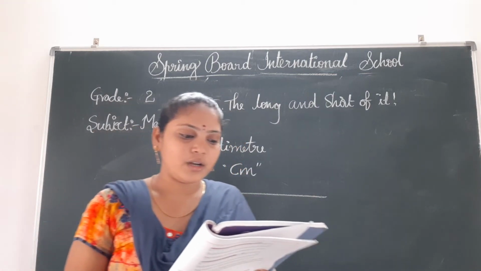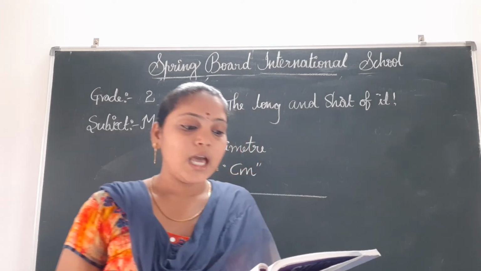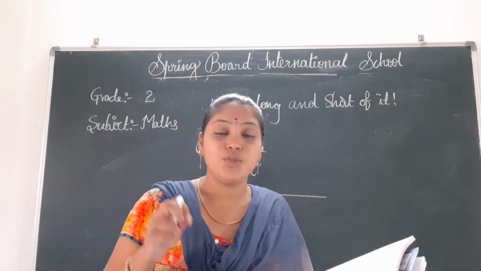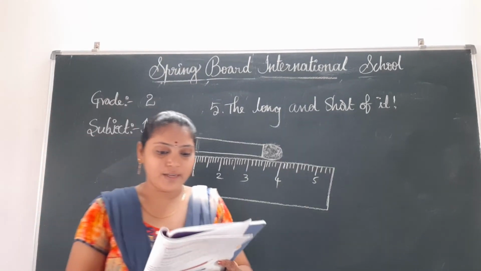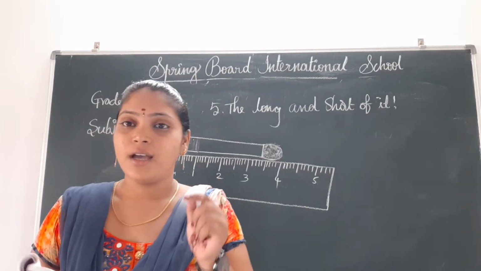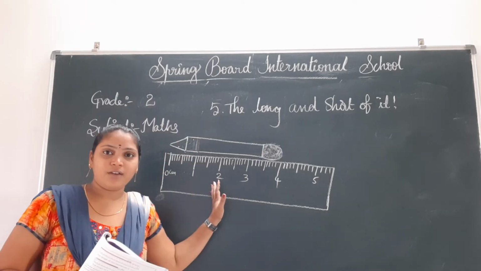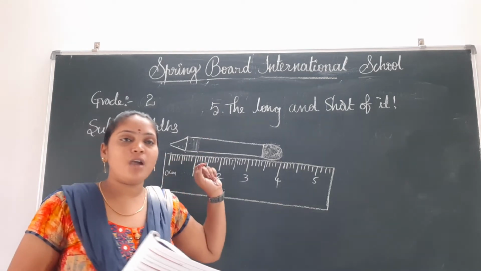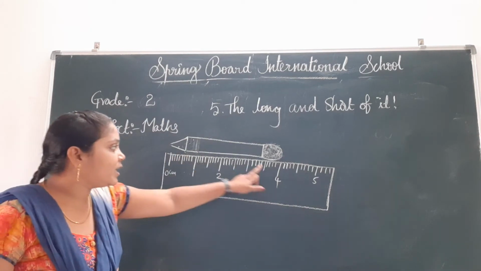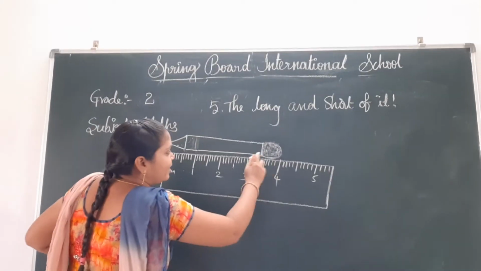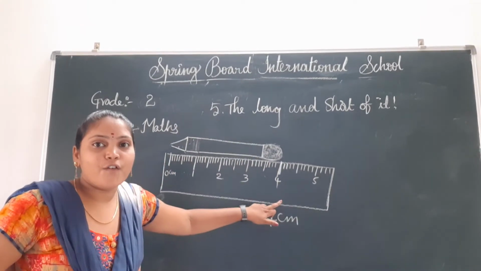Next, observe how a ruler is used to measure the length of an object. Children, here is a pencil. Now we have to learn how to measure the pencil using a ruler. Here I have a ruler and a pencil. Check, children, 0 centimeter is marked here. Here it is, and where the pencil ends it is 4. That means the length of the pencil is 4 centimeters.